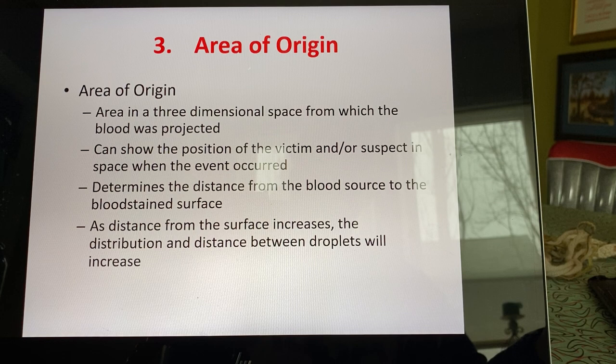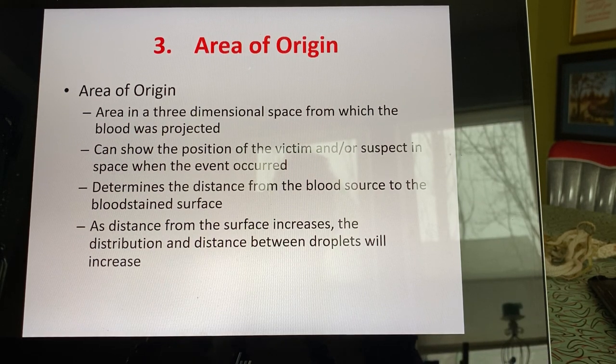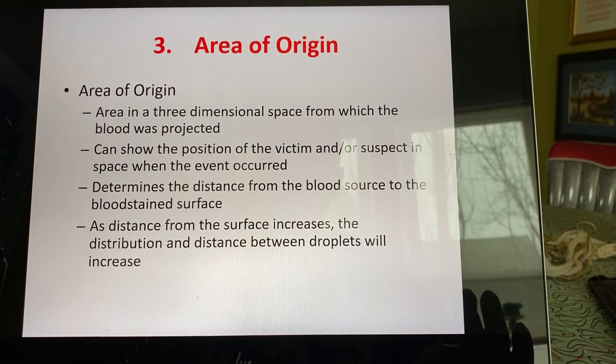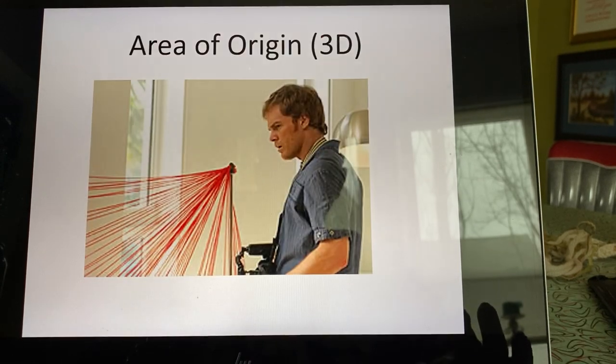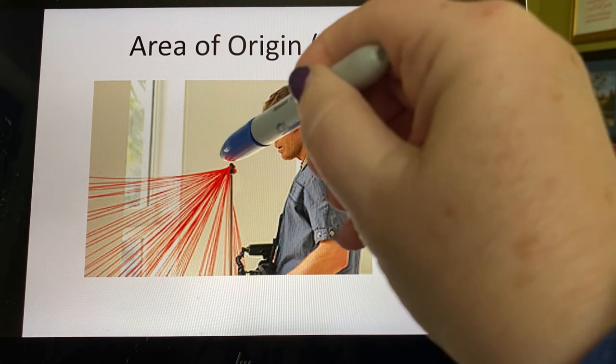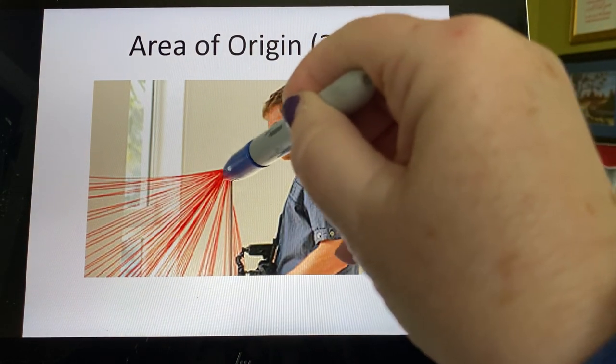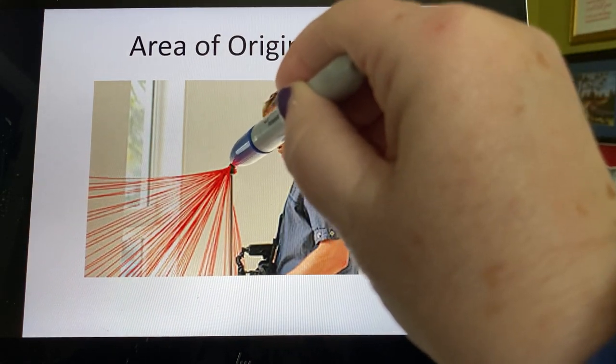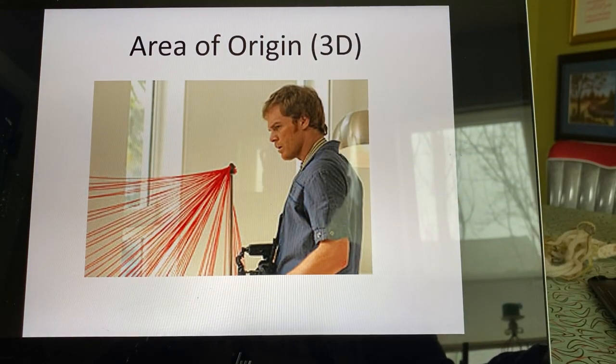And remember, as that distance increases, you're gonna have a much wider cluster. If it ends up being really close to the surface, the blood is gonna be much more condensed. Okay, so here's Dexter. He's using his method to come to the area of origin. Once again, it's perfect. This tells you, okay, that knife hit right there. That's not reality either. Makes for great TV.